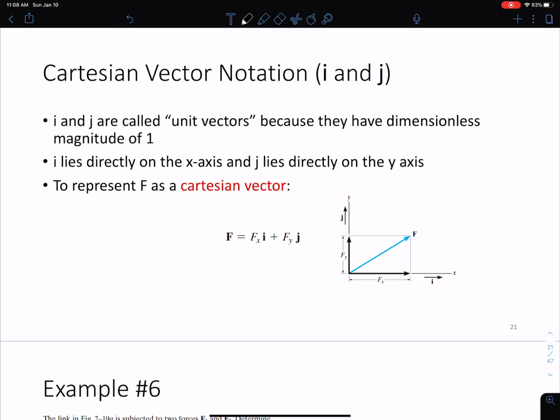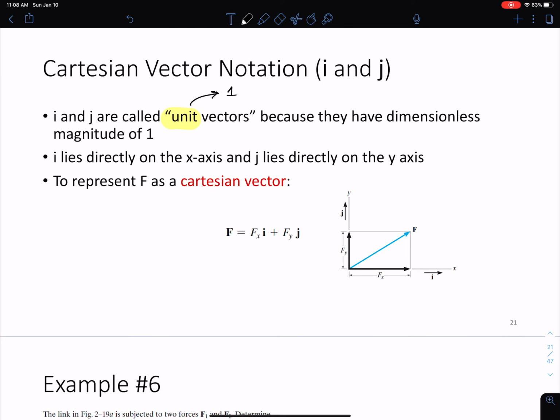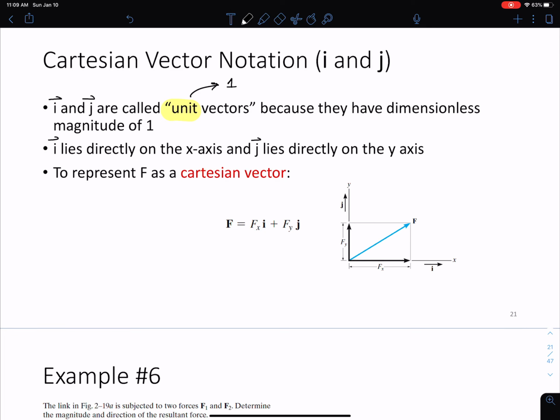Okay, what a unit vector is, whenever you hear the word unit here, you want to think of the number 1. Okay, the reason we use the number 1 is because it's basically a freebie number. We multiply it by anything and we just get the number that we multiplied it by. So a unit vector is a vector, or these vectors here, i and j actually, are vectors that are directly in the x and y direction but have a magnitude of 1. I should be having little arrows here. i lies directly on the x-axis and j lies directly on the y-axis.